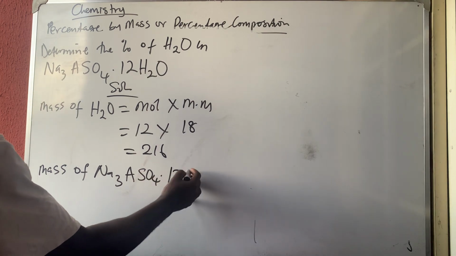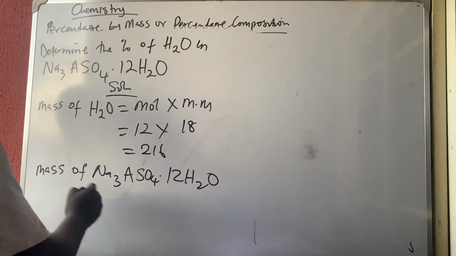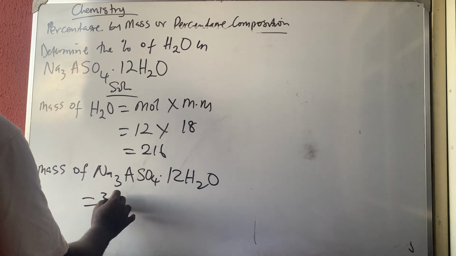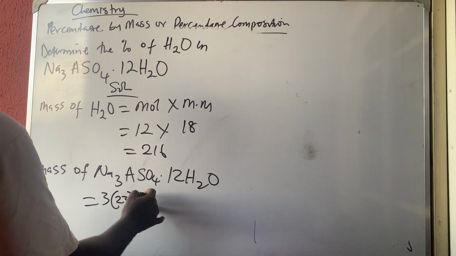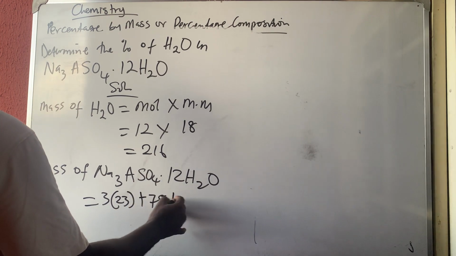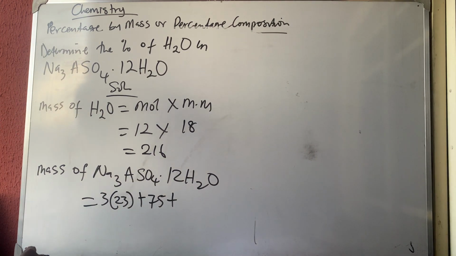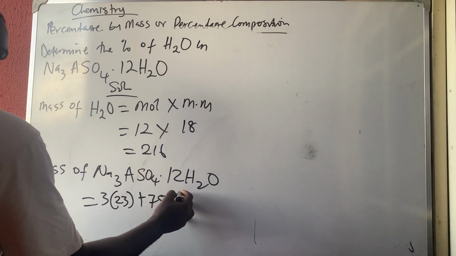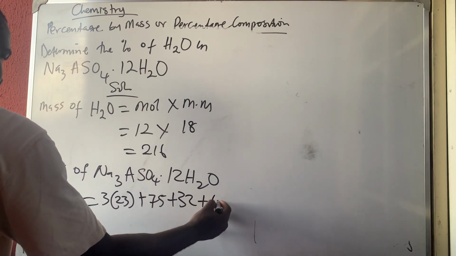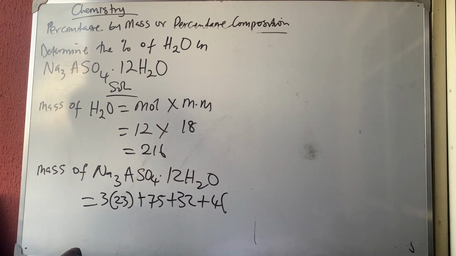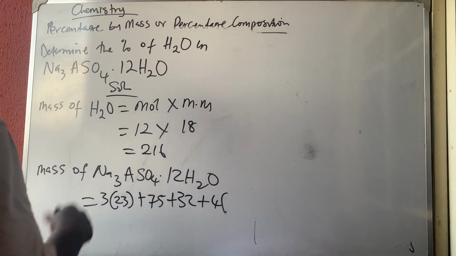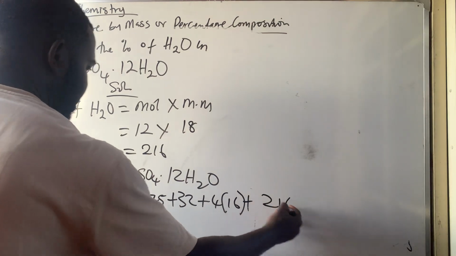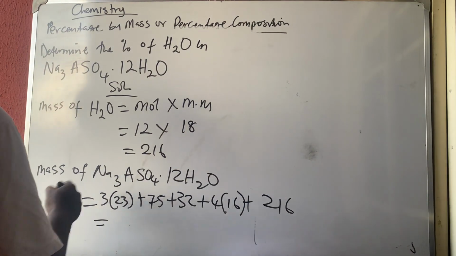Okay, so now the mass of Na3AsO4 dot 12H2O is equal to what? That is 3 into 23. This one is 23 plus As is 75 plus 32, right? 32 plus what? 4 into 16, then plus what? We have gotten this one at 216. So when you do everything, you are getting 424.